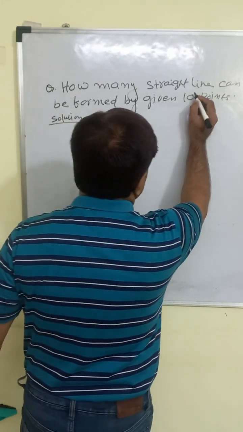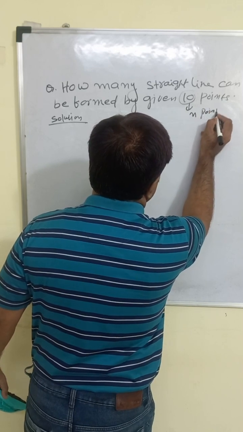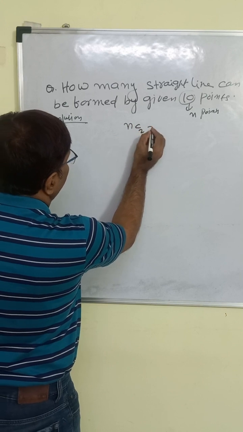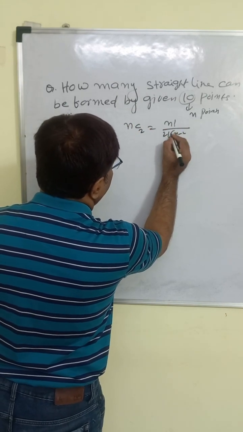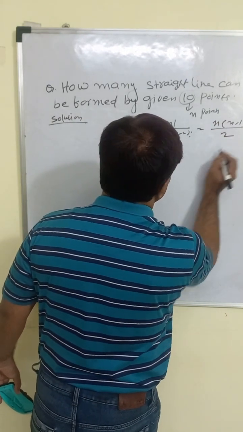Suppose it is given n points. Our technique is nC2. When we solve this, n factorial over 2 factorial into n minus 2 factorial, we will get n into n minus 1 by 2.